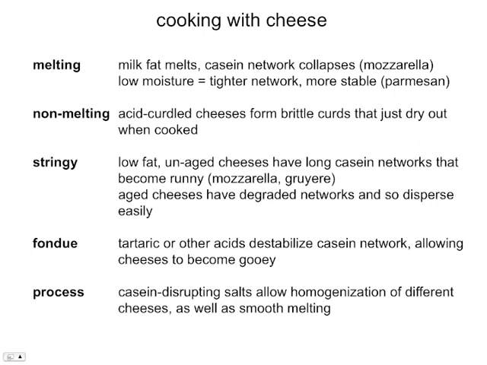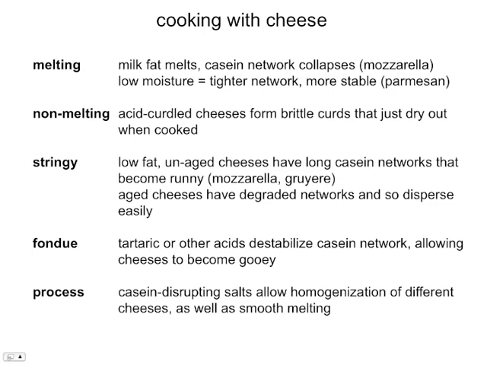We have cheeses that do not melt. Acid curdle cheeses form these brittle curds, and those just dry out, and they don't melt very well. This might be familiar to many of your experience. You get a very different kind of pizza when you use feta cheese as your cheese product as opposed to mozzarella. Just a difference in the structure of the aggregated protein network, as we'll see again and again. You can get some stringy cheeses that form when they begin to melt. These tend to be low in fat, they're unaged, they have long casein networks, and again, mozzarella is an example of this.